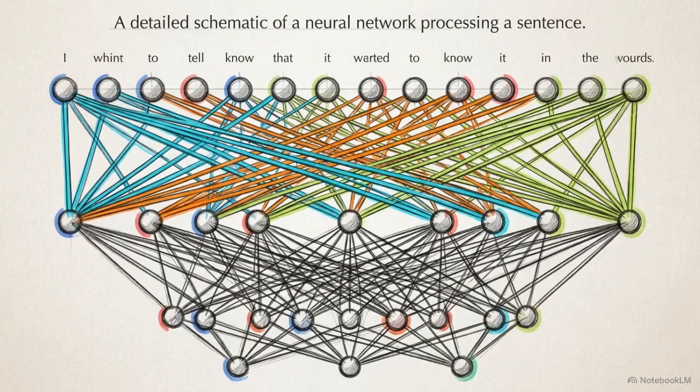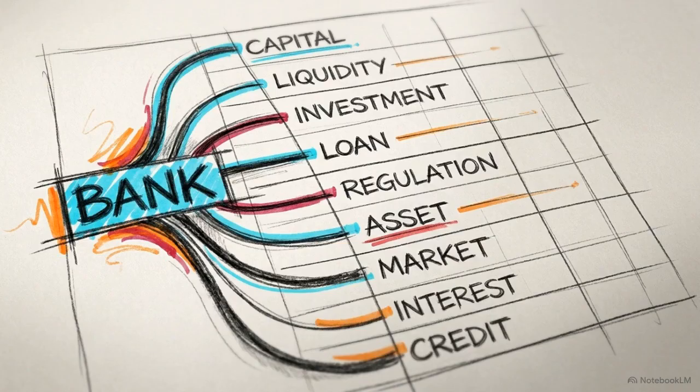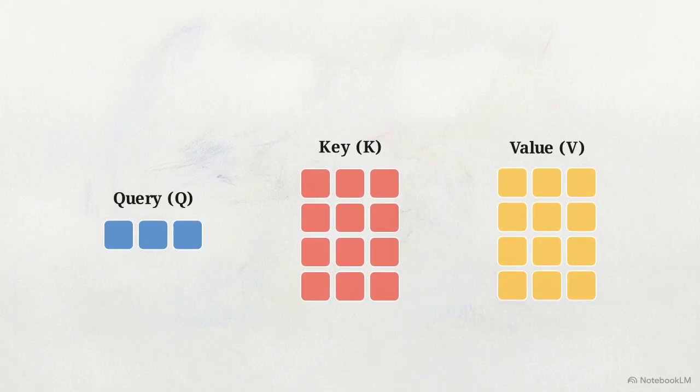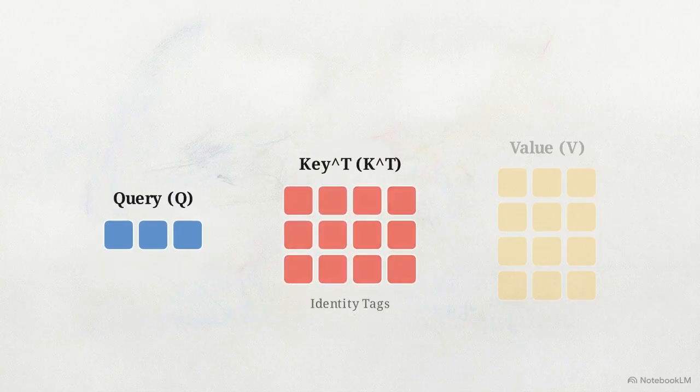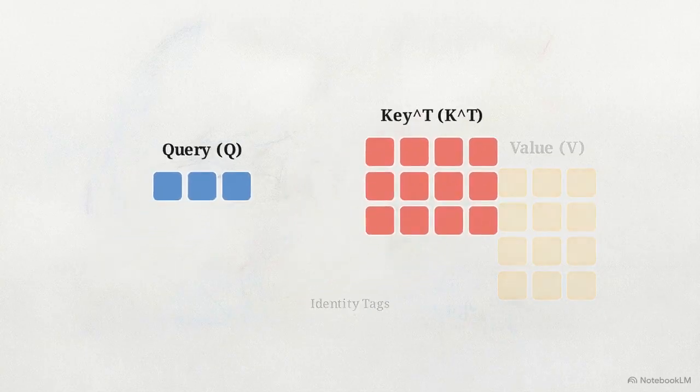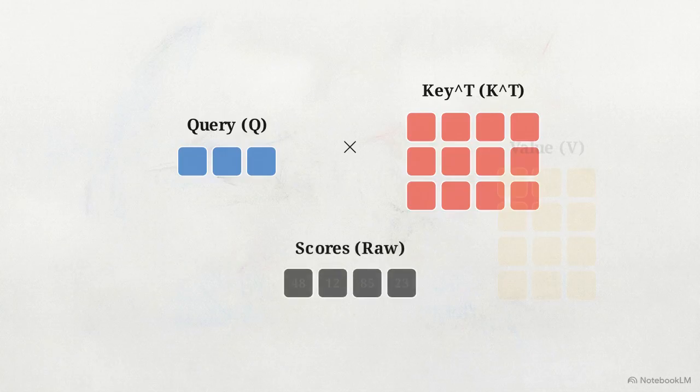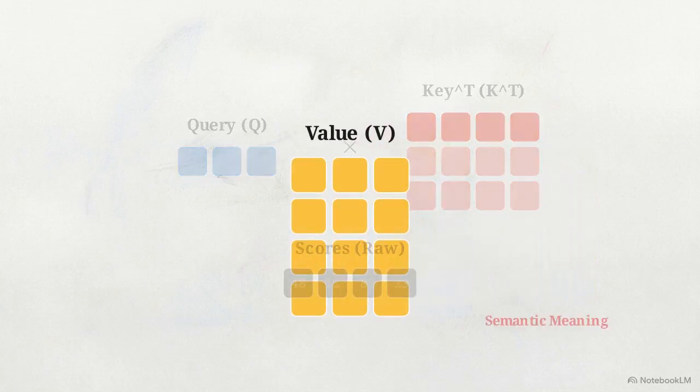In 2017, the industry abandoned recurrence for an architecture that processes every word in a document simultaneously, enabling massive parallel computation. This breakthrough centers on the self-attention mechanism. Self-attention relies on three learned weight matrices. The query matrix represents the current word searching for relevant context. The query performs a dot product multiplication with the key matrix, which acts as an identity tag for all other words to evaluate their relevance. The final component is the value matrix, which holds the actual semantic meaning of the words.